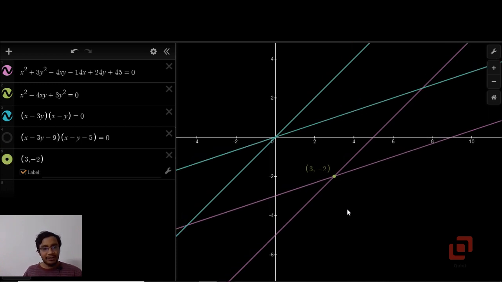Yes. And I have also found out the individual equations of those lines passing through 3 comma minus 2. Those equations are x minus 3y minus 9 equal to 0 and x minus y minus 5 equal to 0. So these are the pink lines given by the joint equation, and these are the individual lines given by the orange equation. Both overlap each other, hence our answer is correct.